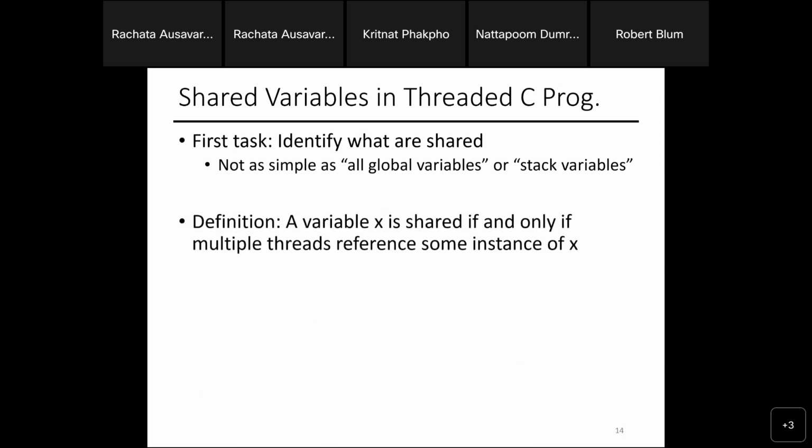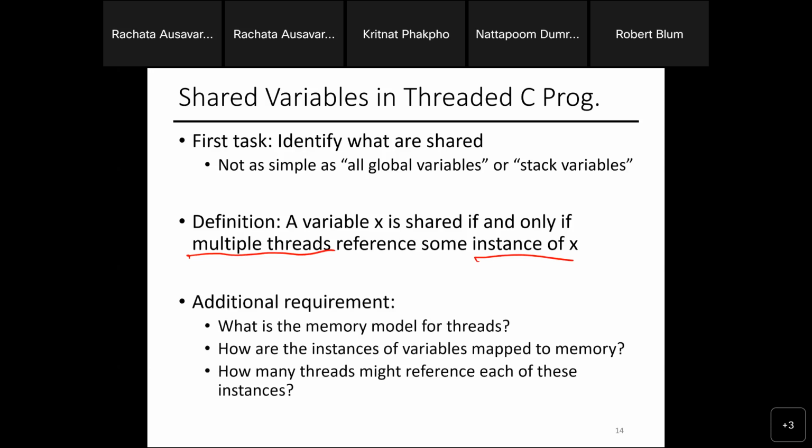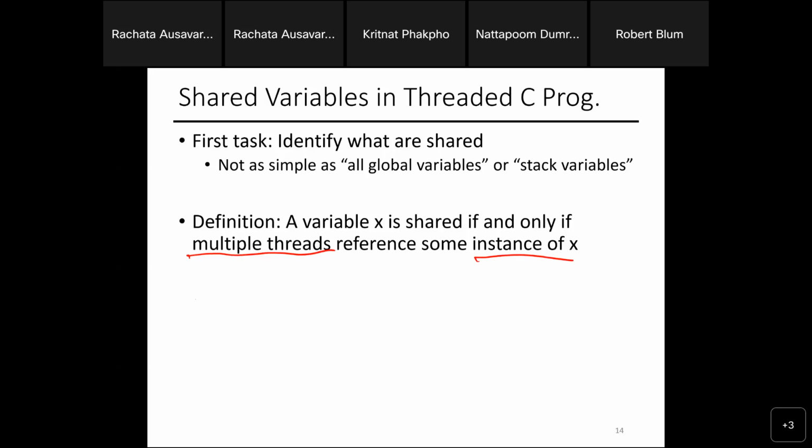So let's first define something. A variable x is shared if and only if multiple threads reference some instance of x. Multiple threads. So the keyword is more than one thread needs x. Toward the end of this class, I will ask you guys, is this a strong assumption or can we make it weaker while still making it correct? But we'll go with this for now. All right. Weaker means, can I relax this a little bit?